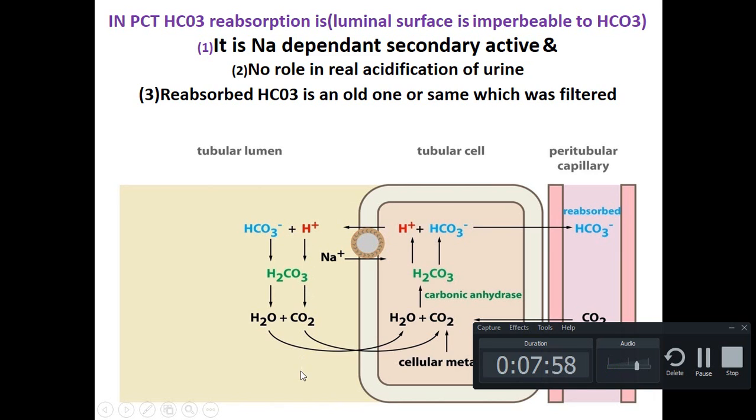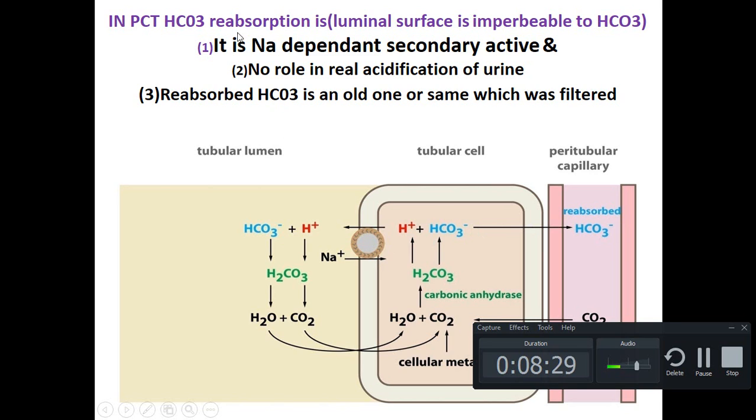Now this hydrogen ion, which is secreted out here, is not excreted in the urine. You will not see any hydrogen further down. So the hydrogen coming out here does not cause the real acidification of the urine. That means there is no addition of hydrogen ion in the PCT. Hydrogen ion does come out, but it assists in the reabsorption of bicarbonate, and this bicarb is reabsorbed.